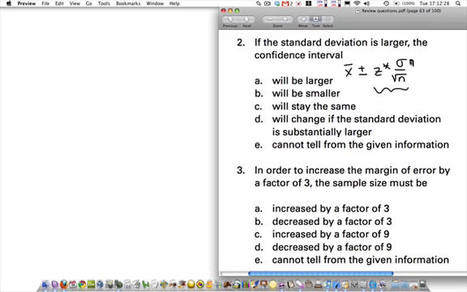So if standard deviation goes up, this whole fraction is going to go up, and this whole margin of error is going to go up. And if the margin of error goes up, then the confidence interval will be larger. And so that's that answer. Okay, 3 is a fun one. 3 is one I can pretty much guarantee you're going to see on the AP test. So let's take a look at number 3.